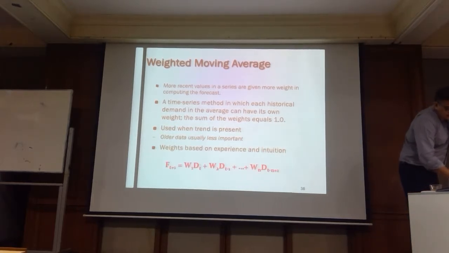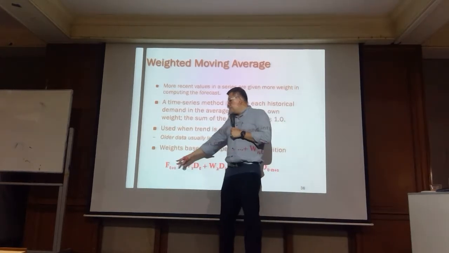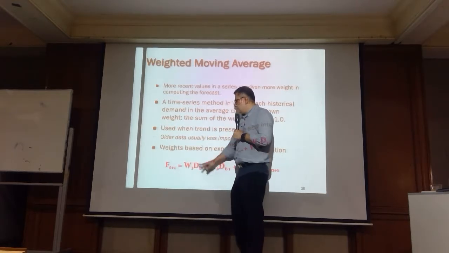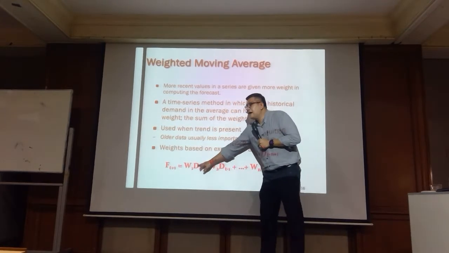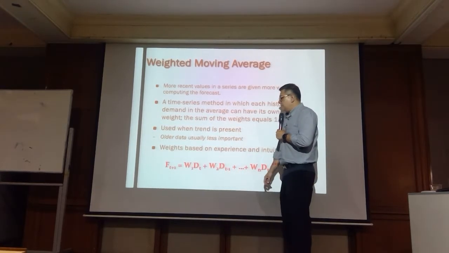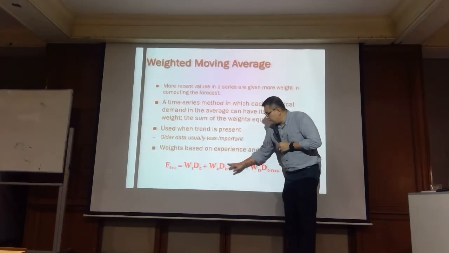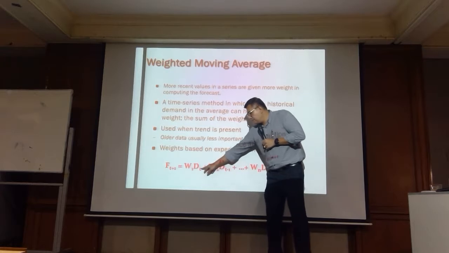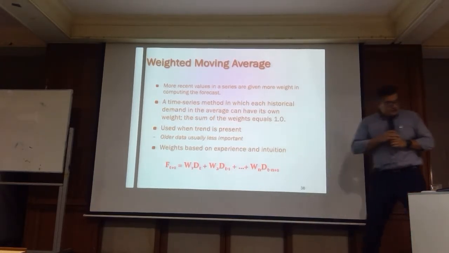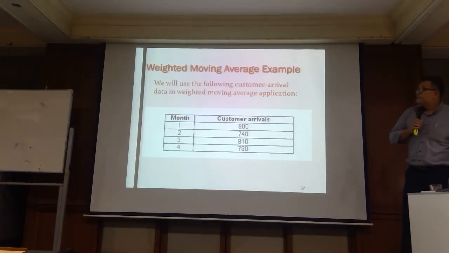So in this case, the formula is that the forecasting value for period 3 plus 1 will be equal to the demand at period 3 multiplied with the weight for the first period, plus the second weight multiplied with the demand for period 3 minus 1, and so on. This is easier to understand with an example.